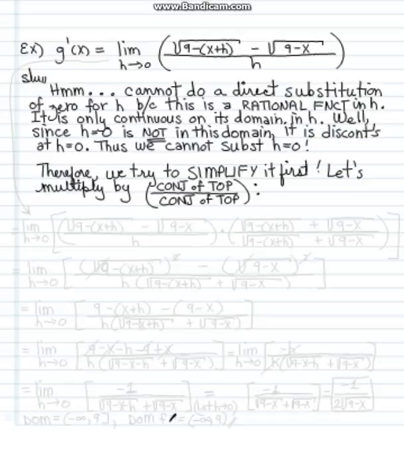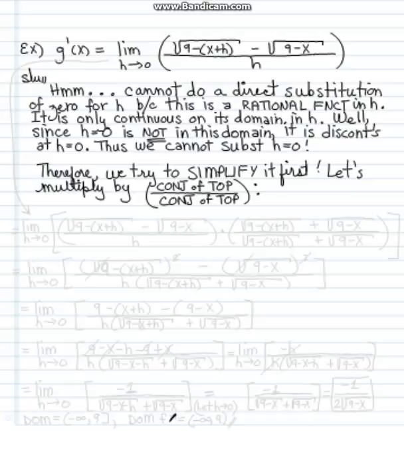Therefore, we'll try to simplify the function in parentheses. And we do that by multiplying by the conjugate of the top over the conjugate of the top. Now, one more thing I want to say. That stuff in the parentheses, that's not g of x, of course. That's just g of x plus h minus g of x over h. We call that the quotient function. That's what we're taking the limit of, the quotient function.